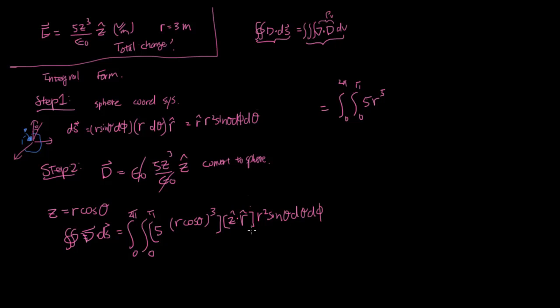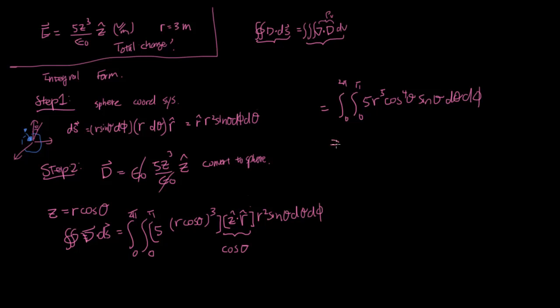Oh, I forgot, we also have to clear this out. So z dot r, if you go back to our chapter 1 skill where we have the table of the dot products of the different vectors, z dot r is conveniently equal to cosine theta. So over here we have r to the fifth. We have lots of cosine thetas. Let's see, so we have 3 here plus 1 here, so cosine theta to the fourth. And then we have our sine theta d theta d phi. So now we just have to integrate this mess.